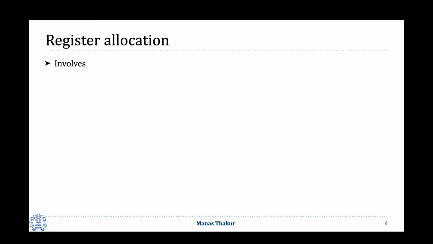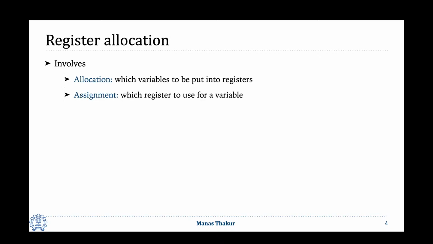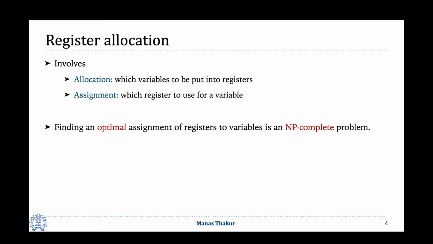Okay, so register allocation involves two things. In different textbooks you might see these words, so just clarifying them here. Allocation means which variables to be put into registers, and assignment means which register to use for a variable. You might see these terms used interchangeably. I am just calling it register allocation, whatever it means. But clarifying it here.